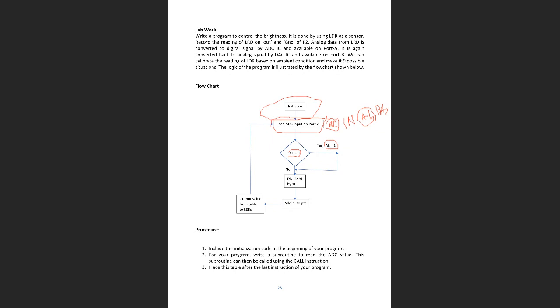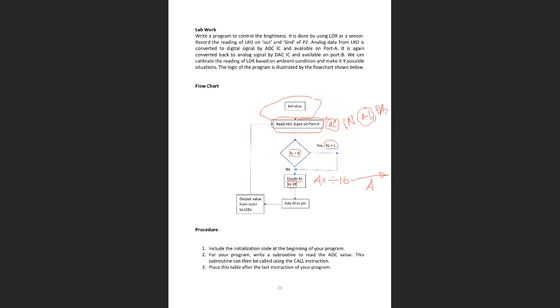from the ADC, analog to digital converter, and then we have to divide this AL by 16. Why do we divide it by 16? Because we have to calibrate it. I will tell you why I said 16. Divide AL by 16 actually performs AX divided by 16, and the result is saved in AL. The result is saved in AL.